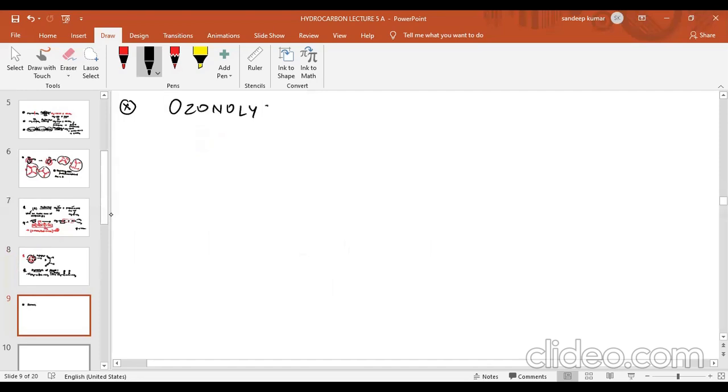Ozonolysis without zinc. Basically, if ozonolysis takes place without zinc, we call it oxidative ozonolysis.